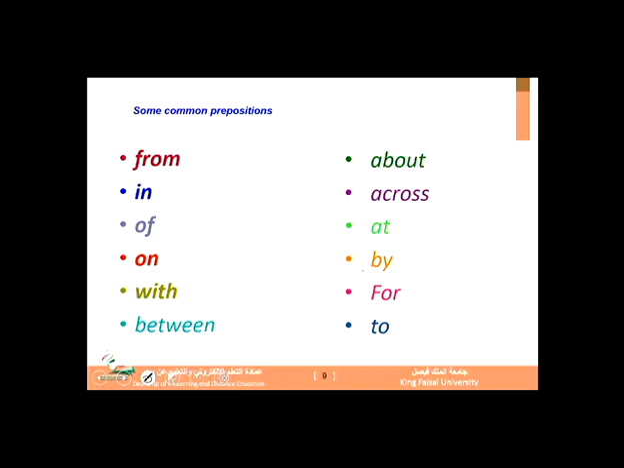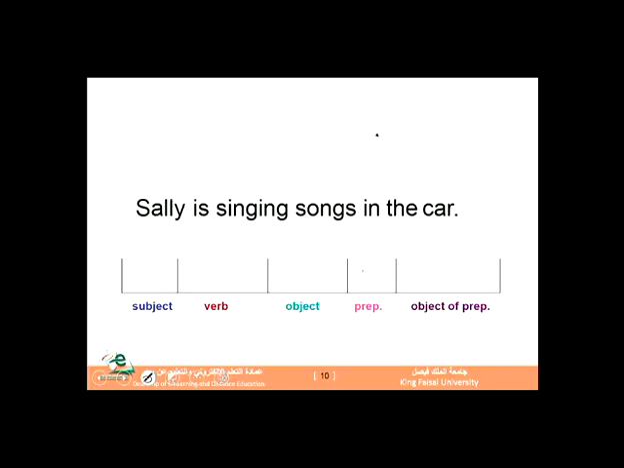There is also the preposition between. Now, we need to analyze this sentence in the same way. Sally is singing songs in the car. So the doer of the action is Sally. So Sally is the subject. Is singing is a verb in the present continuous. So these two words are functioning as the verb of the sentence. What is Sally singing? Sally is singing songs. So singing what? Singing songs. So songs is the object of the verb is singing.